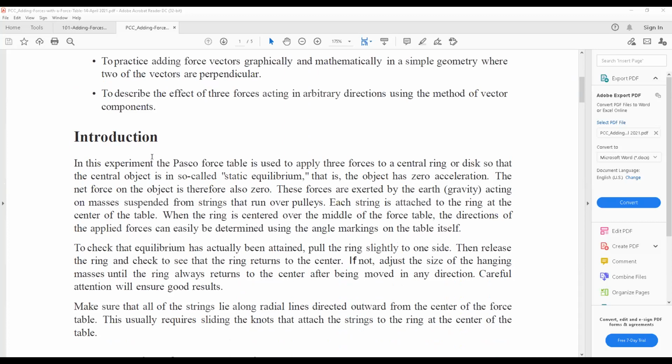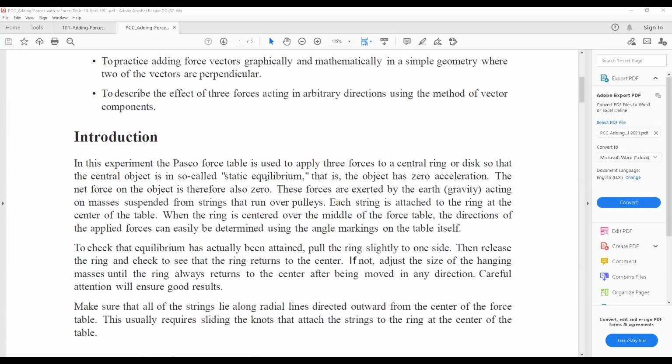So in this experiment, the Pascal force table, which is not necessarily the one that we are using, is used to apply 3 forces to a central ring or disk, so that the central object is in so-called static equilibrium. So right inside here is where static equilibrium exists. That is, the object has 0 acceleration. So it's not moving. The net force on the object is therefore also 0. All right? That is for the ring.